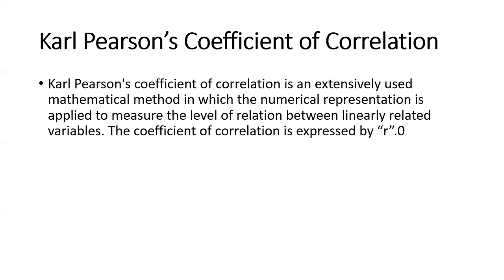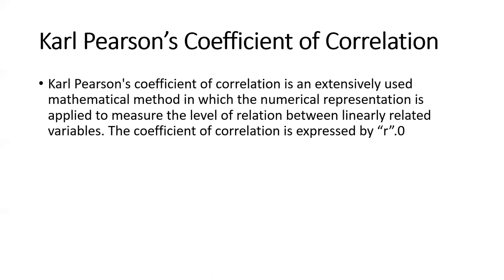Then we have the most important one, Karl Pearson's coefficient of correlation. Karl Pearson's coefficient of correlation is an extensively used mathematical method in which a numerical representation is applied to measure the level of relationship between linearly related variables. This method was given by Karl Pearson, so that's why the name is Karl Pearson coefficient of correlation. Here we are trying to see how well the linearly related variables are associated among themselves.